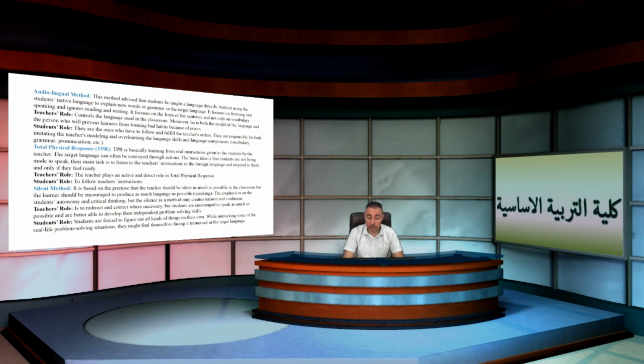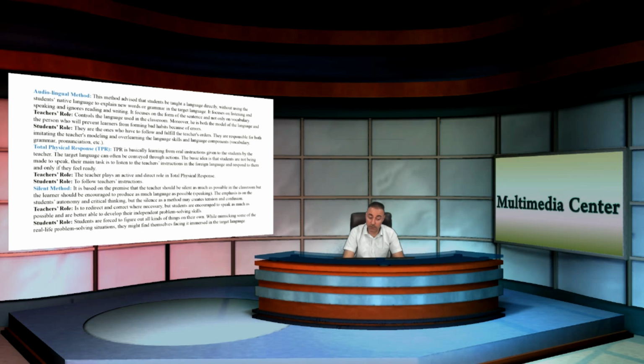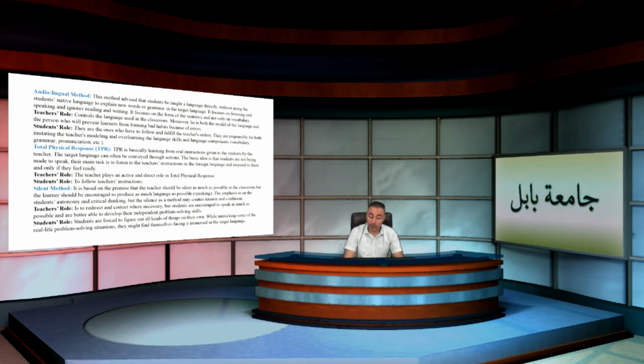As for the teacher's role in this method, they control the language used in the classroom. Moreover, he or she is both the model of the language and the person who will prevent learners from forming bad habits because of errors. So the teacher's role is very critical as well, because as they give examples to the students, they have to monitor, they have to watch their students when they produce their English. Because if they do not correct the mistakes, then they will become bad habits. And habits means they are going to be repeated more and more.